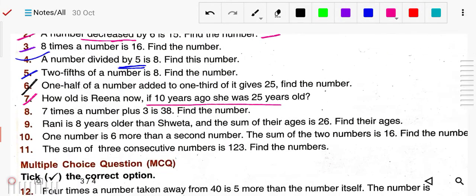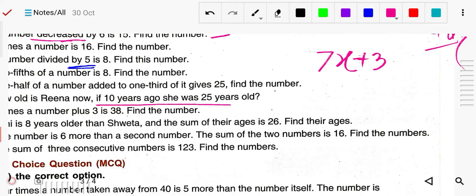Now you can see number 8, 7 times a number plus 3. Simply, let the number be x. 7 times a number, so 7 into x, and plus 3, and which equals 38.